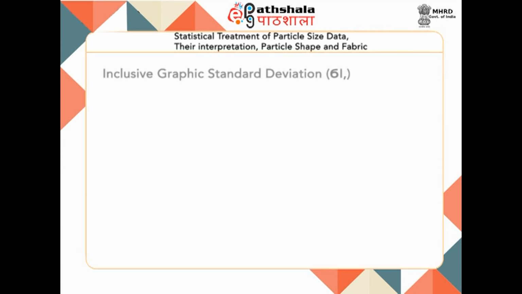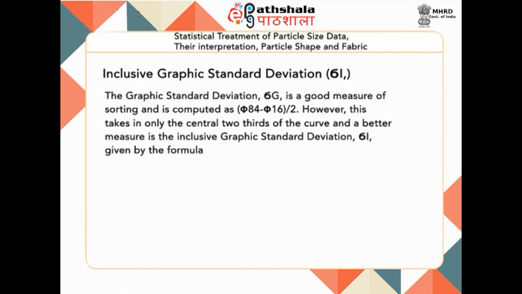Once we do away with all these procedures, the question comes up of how well sorted the grains are, and that is why we measure the inclusive graphic standard deviation. The graphic standard deviation is defined as a measure of sorting and is computed as phi 84 minus phi 16 divided by 2. However, this takes only the central 2/3 of the curve, and a better measure is the inclusive graphic standard deviation, or psi I, given by the formula phi 84 minus phi 16 by 4 plus phi 95 minus phi 5 by 6.6.